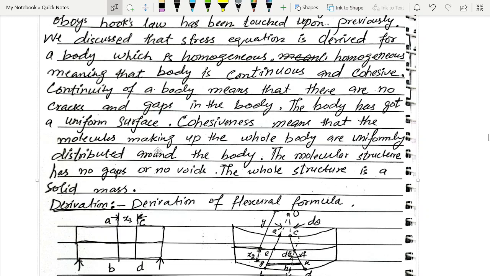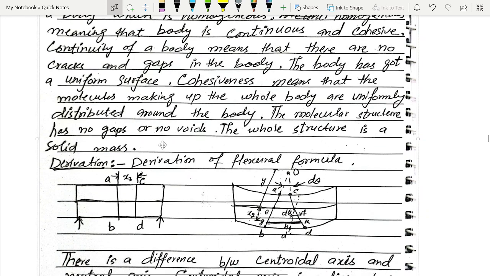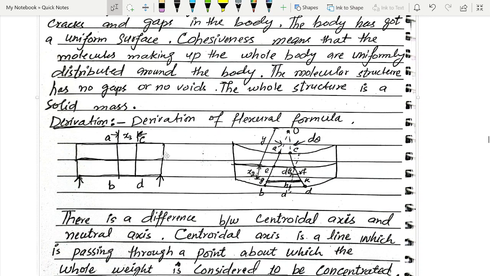Note that these are the assumptions, and these assumptions are important to be noted while you are working on engineer's beam theory. The molecular structure has no gaps or voids. The whole structure is a solid mass.